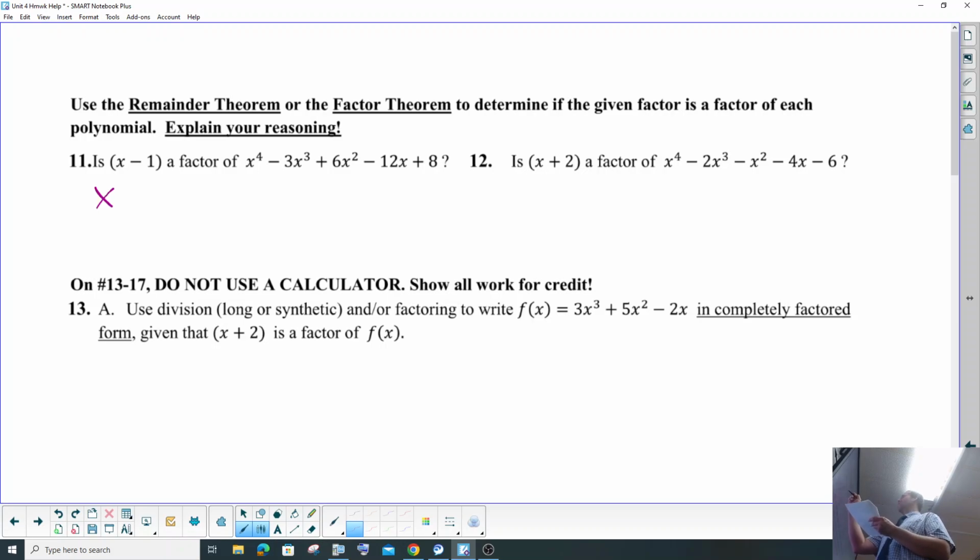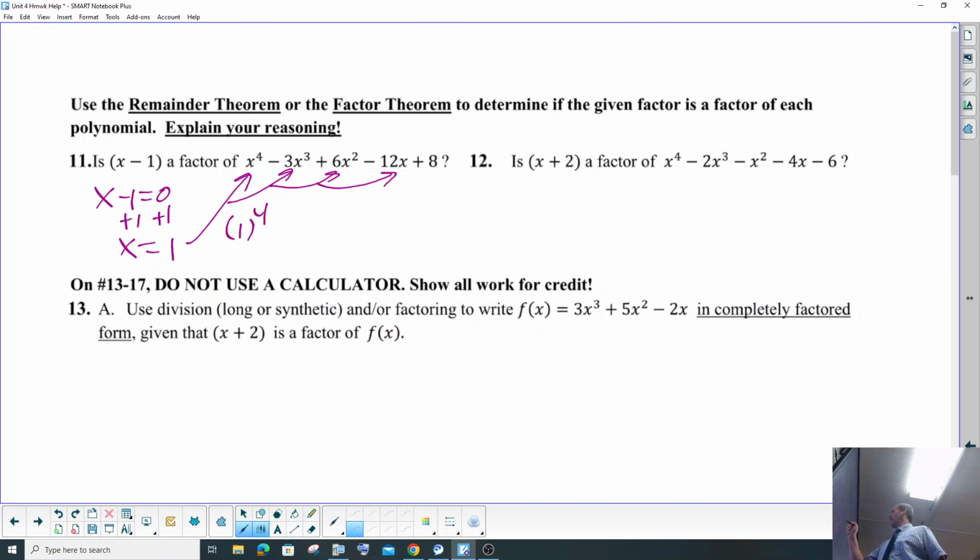So we take x minus 1 and set it equal to 0. We add 1 to the other side, so x equals 1, and we plug that into the equation. If we get a y value of 0, that means yes, it is a factor. If we get any other number, then no, it's not a factor. So we're going to plug 1 in.